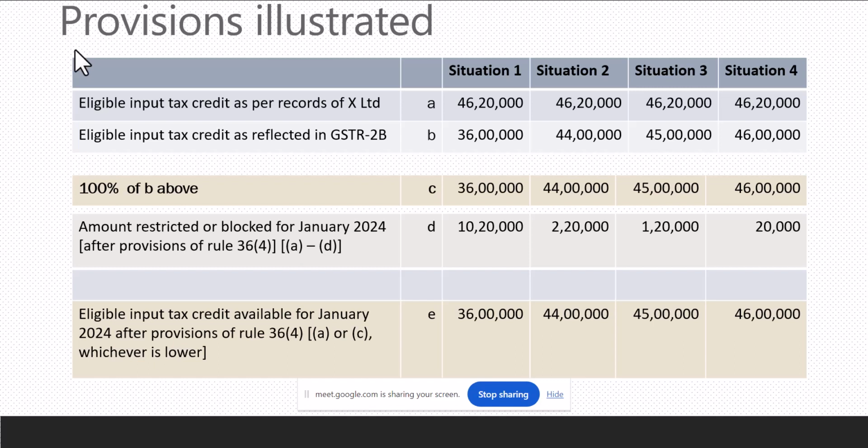Is this clear? The last one, eligible input tax credit available for January 2024 after provision of Rule 36(4), A or C, whichever is lower. So either it has to be A or C, whichever is lower. So lower is 36 lakhs. So 36 lakhs. Second में 44 lakhs. Is this clear? Yes, sir. Okay.